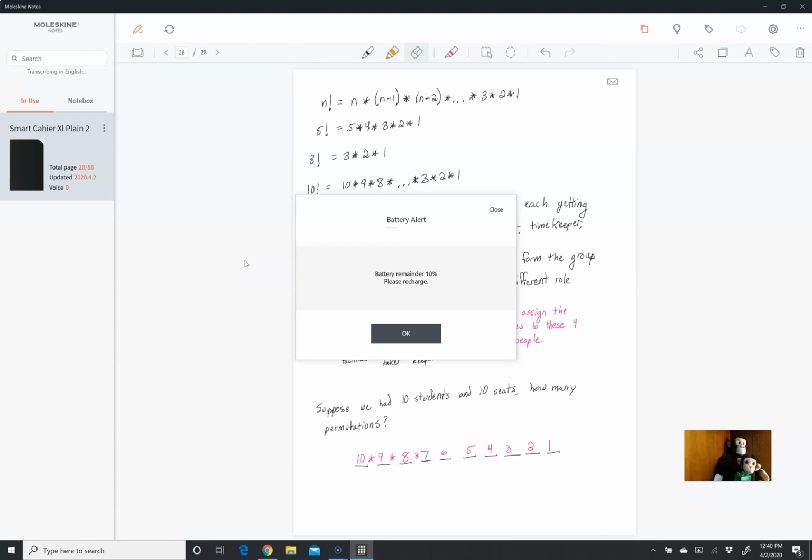The other way that we could write this is just 10 factorial.